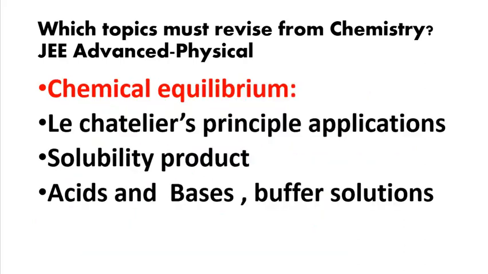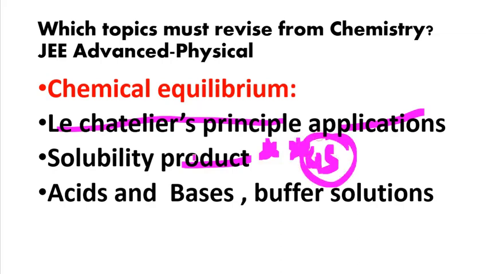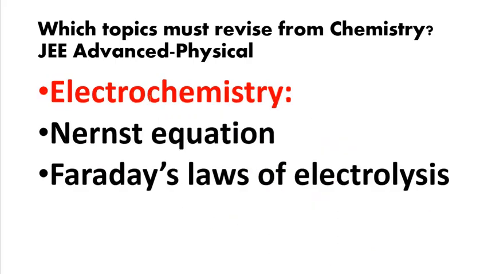Now, chemical equilibrium. Here, take a revision look at Le Chatelier's principle and its applications, and solubility product, which is most important. You may expect at least one question from this solubility product. And look at acid base, important acids and bases. Look at the buffer solutions and Henderson's equation. Okay, right.